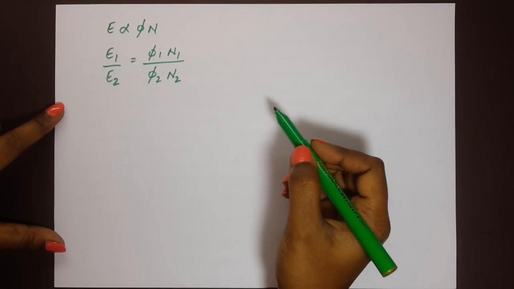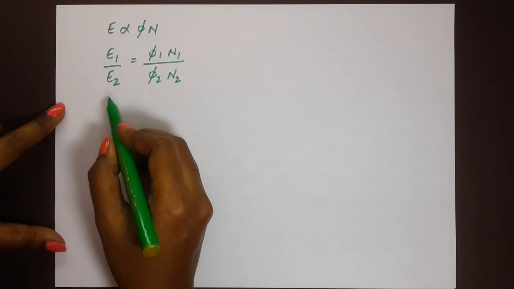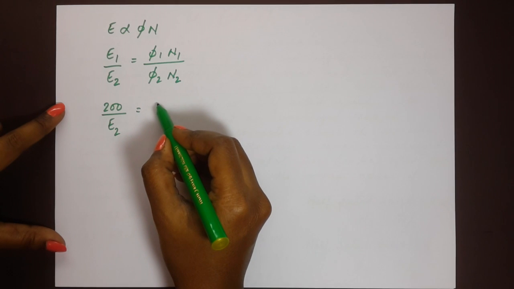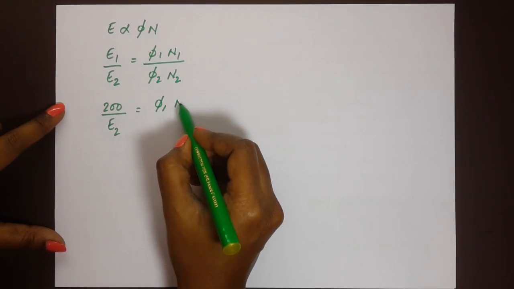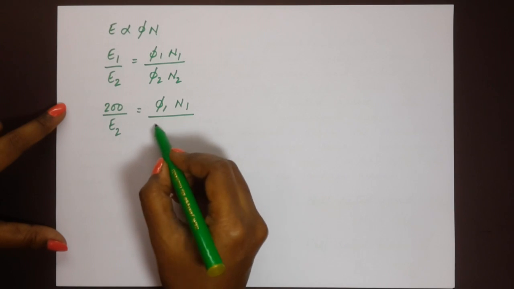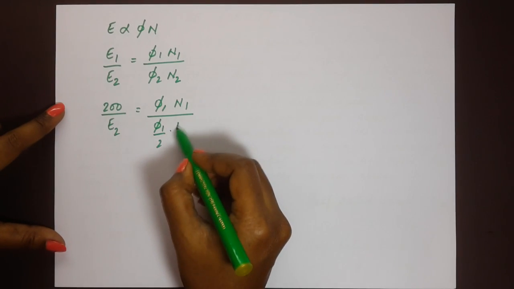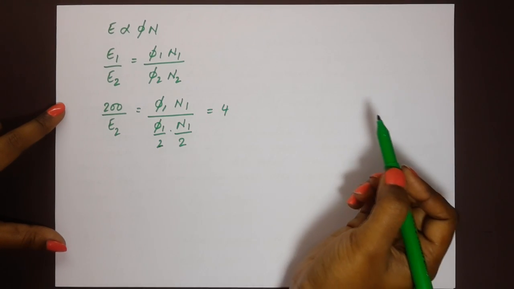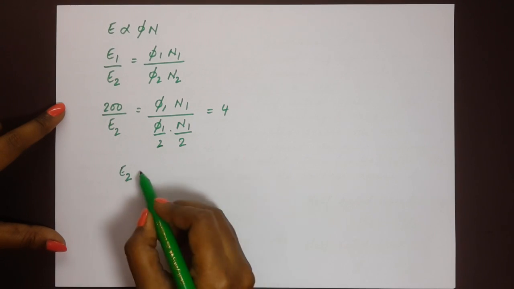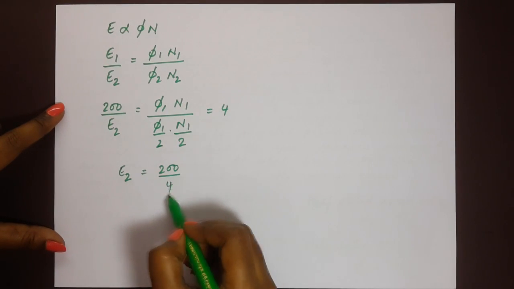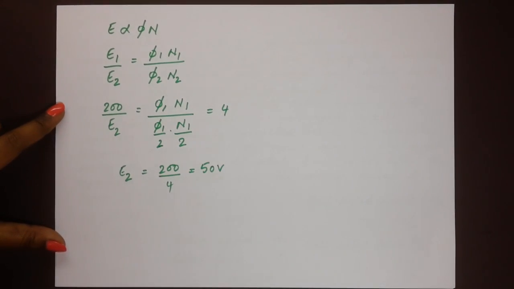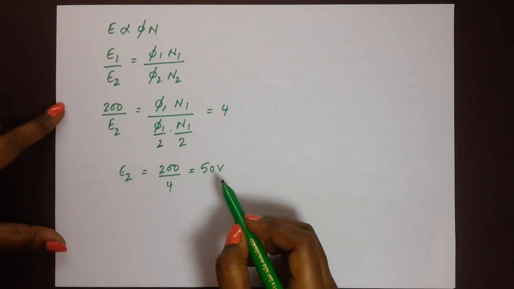Now let's plug in the values that we have and find out what the value of E2 is. So E1 is 200 divided by E2, which is equal to phi1 N1 divided by, now phi2 N2 is phi1 by 2 times N1 by 2, and the ratio comes to 4. So using this we get the value of E2, which is 200 divided by 4, 50 volts. So when the generator is running at half rated speed, the open circuit voltage would come to 50 volts.